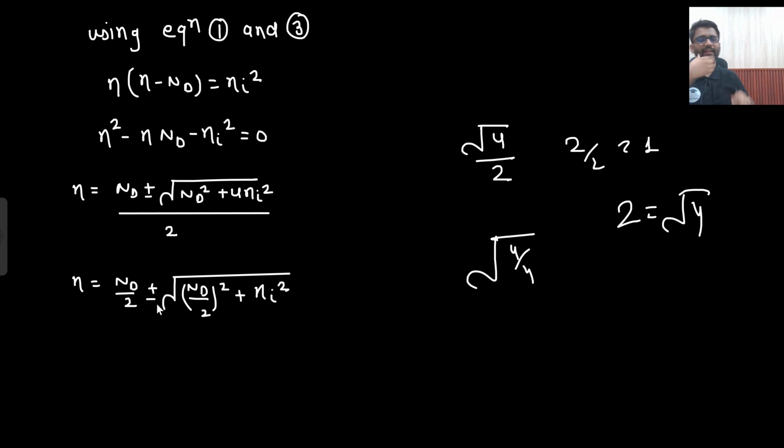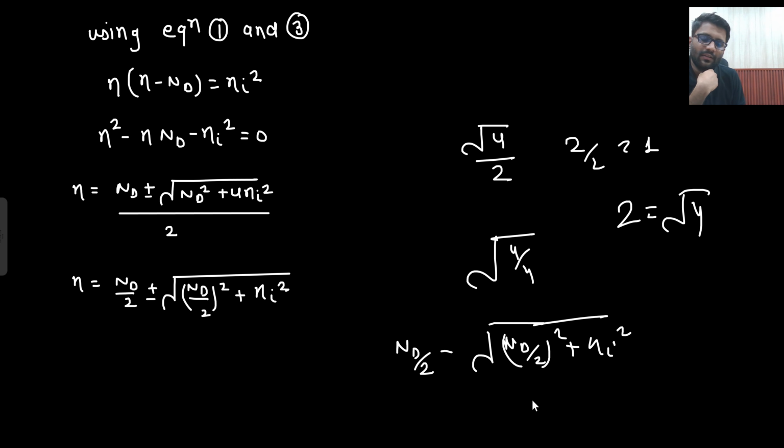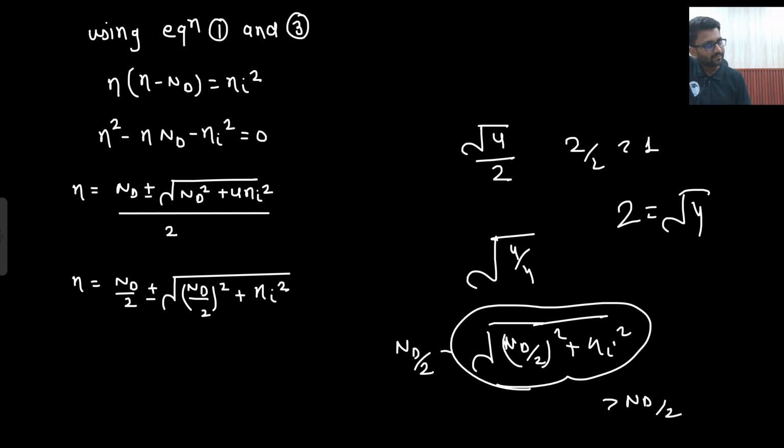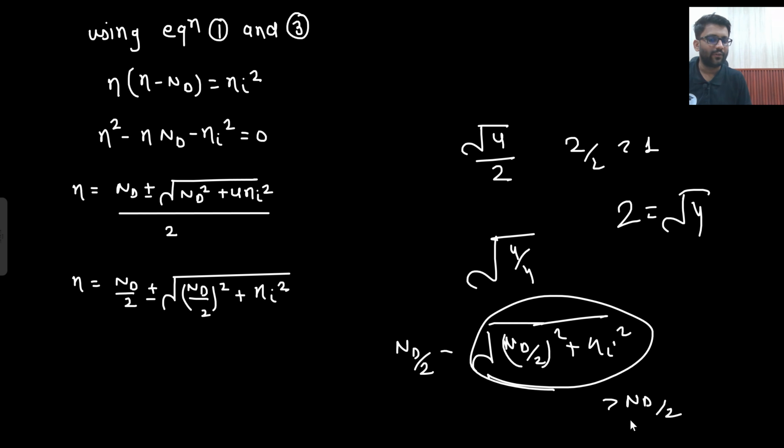Now what do you think? Can I take the negative sign? If I take the negative sign, then what will happen? nd by 2 minus the root of nd by 2 whole square plus ni square. This will be a positive value, and this will also be a positive value, and these two values will be added. So this particular value will always be greater than nd by 2, because it is nd by 2 square plus ni square.